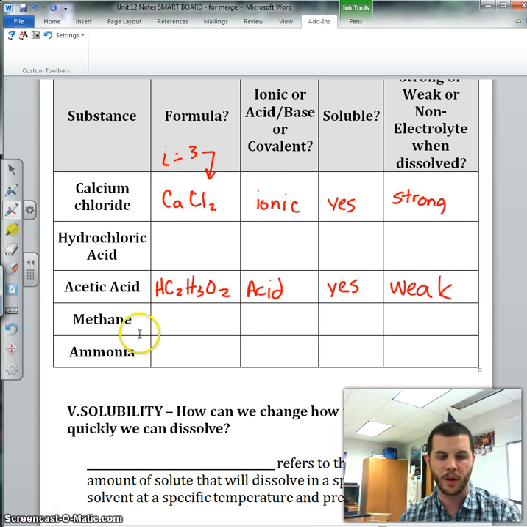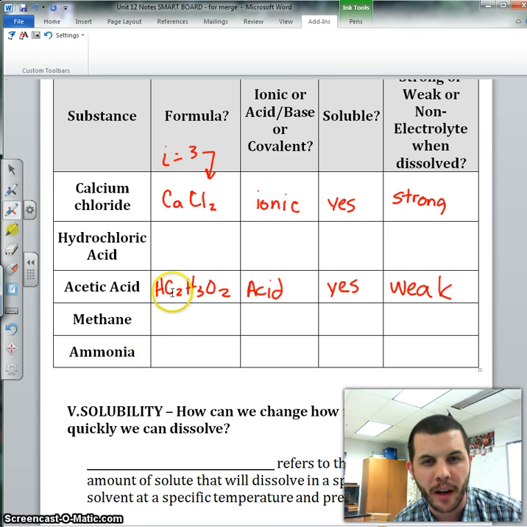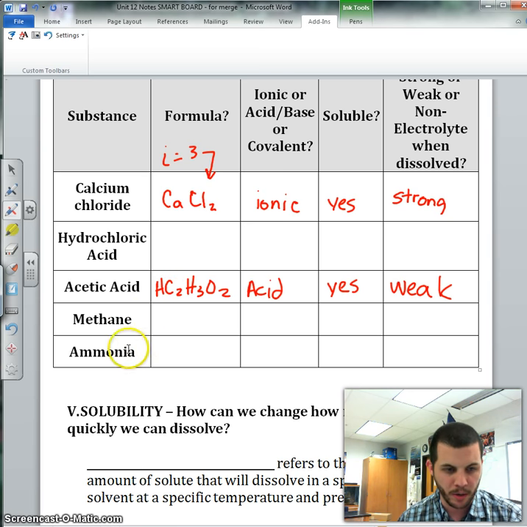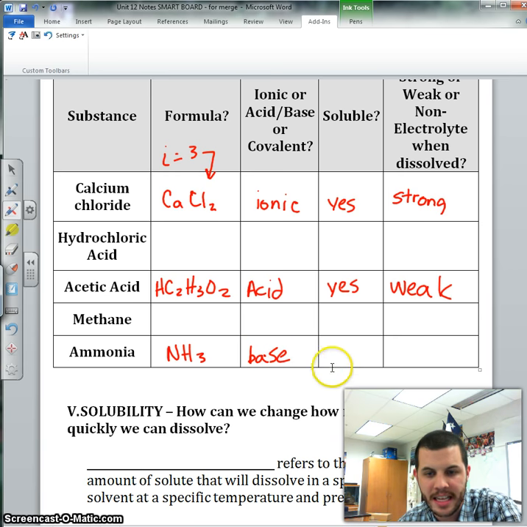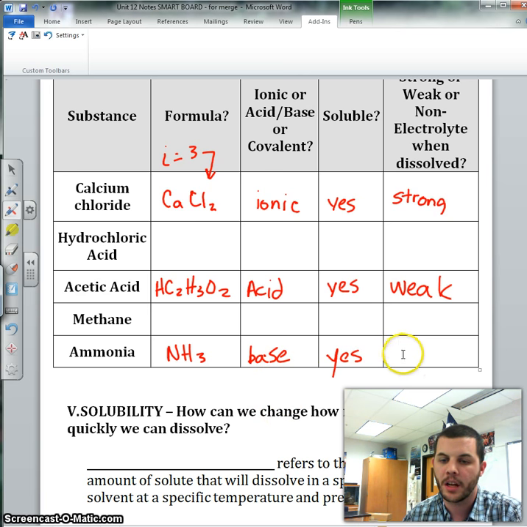Okay, let's do one more. Why not? What do you want to do? Methane or ammonia? Okay, we'll do ammonia. So here goes ammonia, which is NH3. Now, one thing you may not know at this level, in fact, you probably don't know this yet, is that ammonia is a base. So since this is a base, we're going to say that yes, it is soluble. And so now the question becomes, is it a strong electrolyte, a weak electrolyte, whatever the case may be? Since it's a weak base, it's going to be a weak electrolyte.